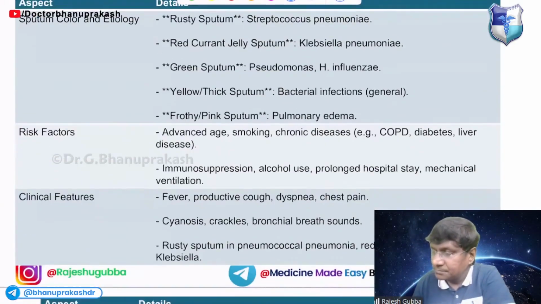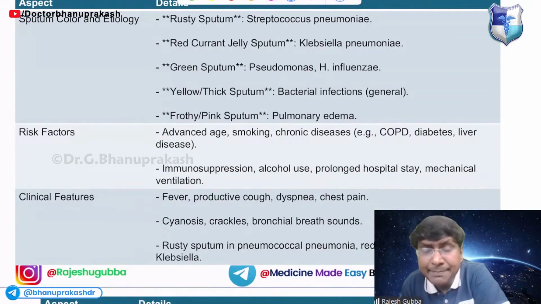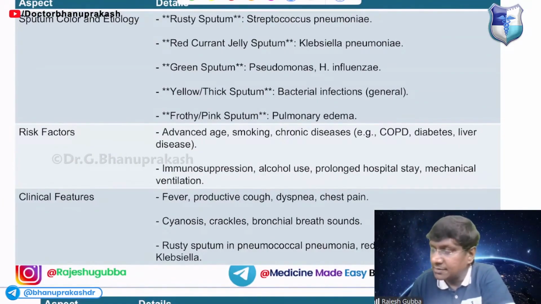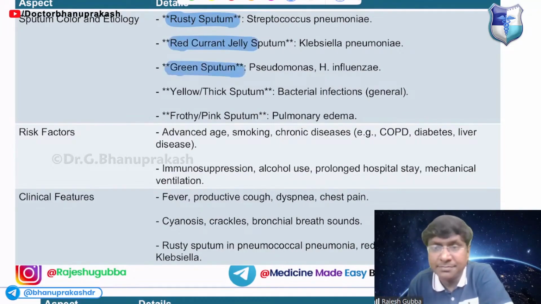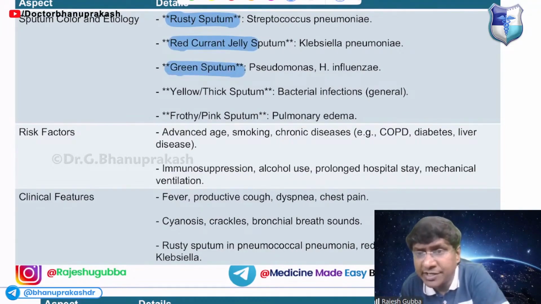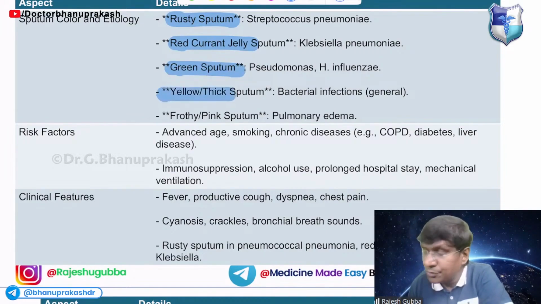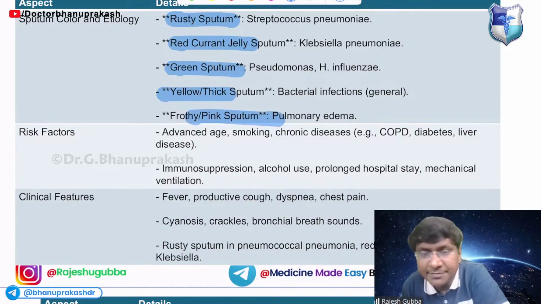Next, organisms depending upon the sputum color: rusty sputum, Streptococcus pneumonia; red currant jelly, Klebsiella; green sputum, bacterial infections or Pseudomonas or Haemophilus influenza; yellow sputum, bacterial infections; pink frothy sputum, pulmonary edema.